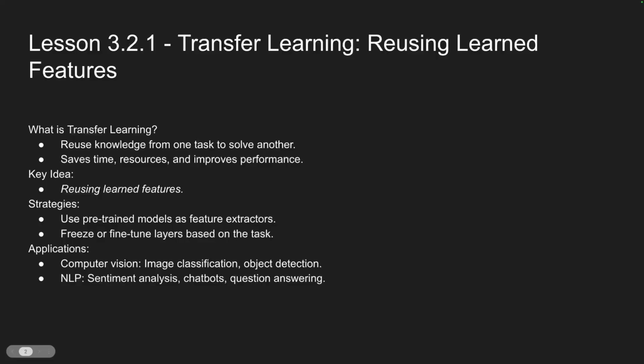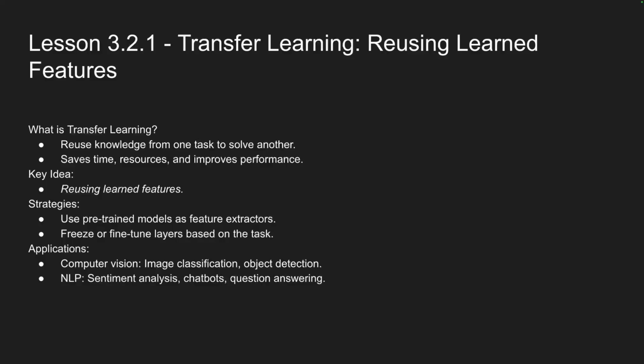So, what is transfer learning, really? At its core, it's about taking a model that's already been trained on a large dataset, say, millions of images or sentences, and adapting it to solve a new, related problem. The beauty of this approach is that it saves time, computational resources, and often leads to better performance than training a model from scratch.